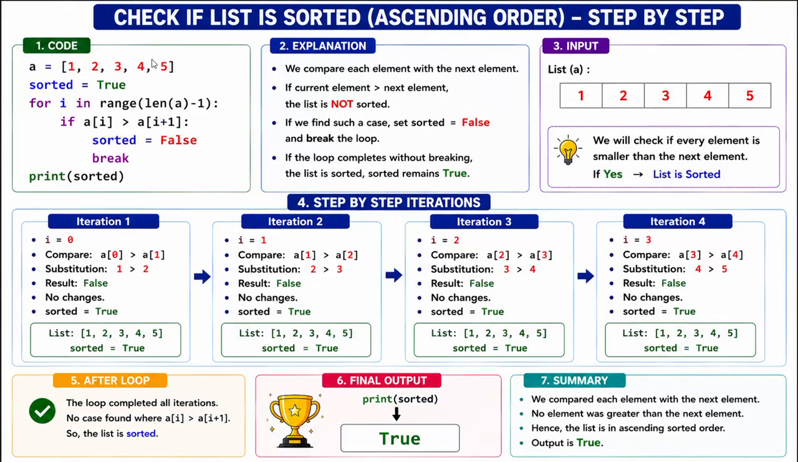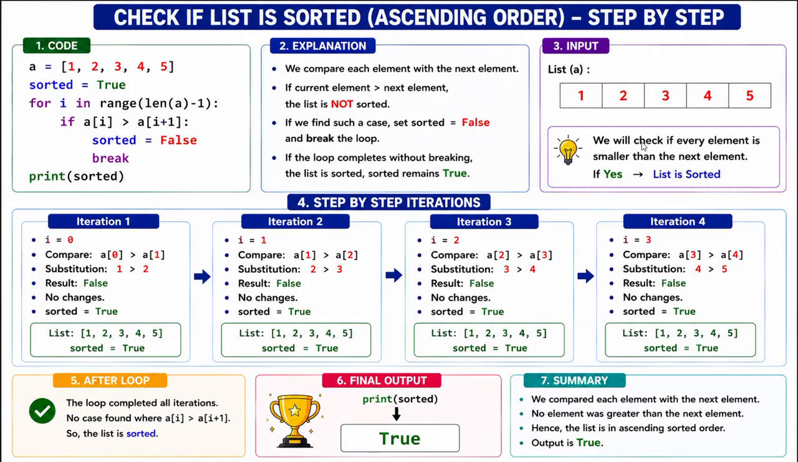Here the goal is to check if a list is sorted in ascending order or not. Okay. Here we have a code. Just don't learn this code by heart. Try to understand the working flow of it, and we will understand this code step by step with every iteration. Okay. Here we have an input.